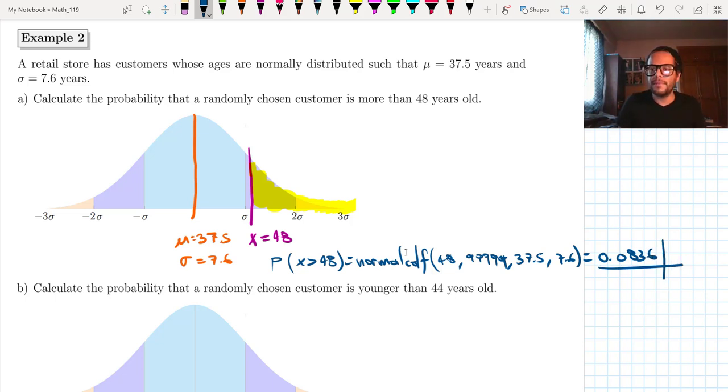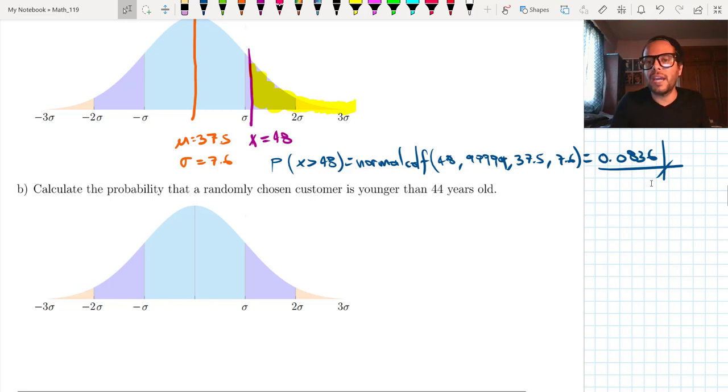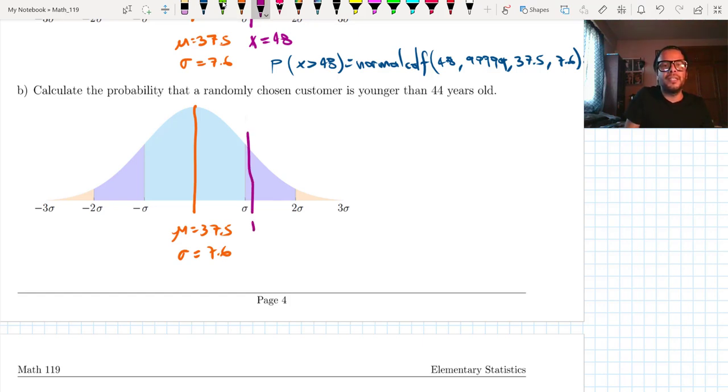Okay, I will skip showing you how to do the graphing calculator. If you have questions on how to put it in this case, go back, just rewind the video a couple minutes so you can see the process. Okay, so for the probability that a randomly chosen customer is younger than 44. Okay, so in this case, let's label the same mean, mu equals 37.5, sigma standard deviation 7.6. 44 is our random variable. Let's put it over here.